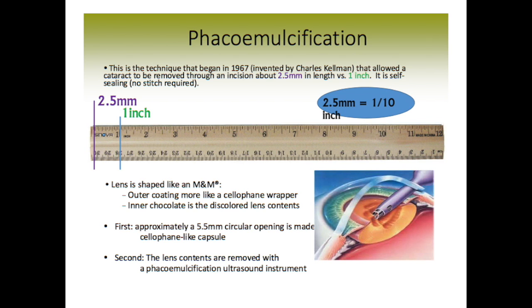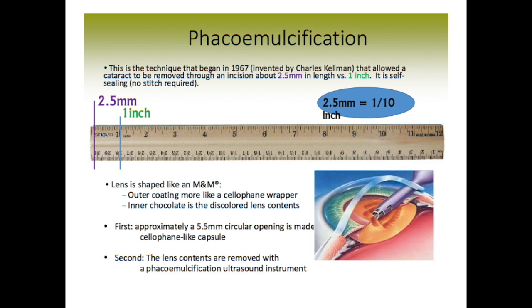So to access the lens, first a cut is made in the front part of that lens and grasped, and a circular tear is performed on the front part of the lens, approximately 5.5 millimeters in diameter, to allow access to the contents of the lens.